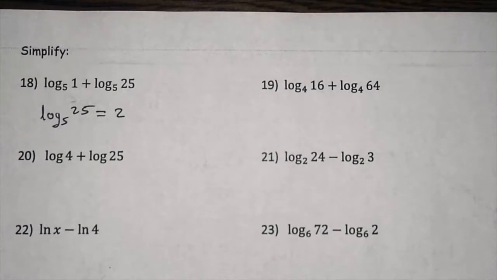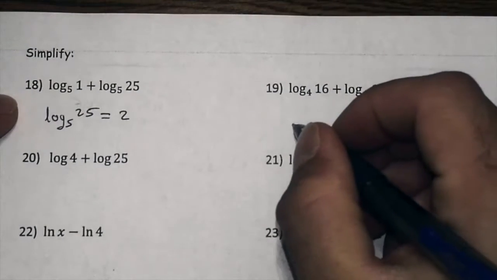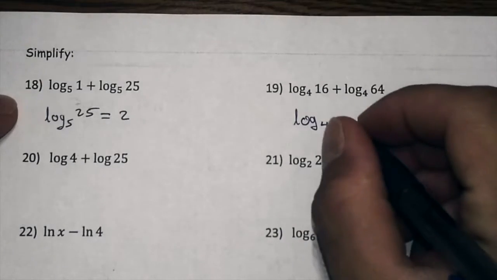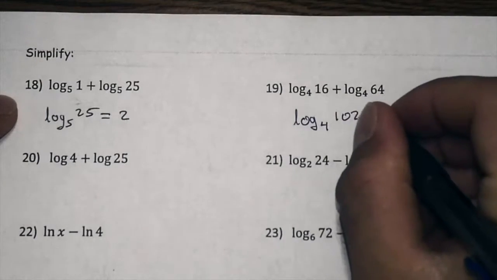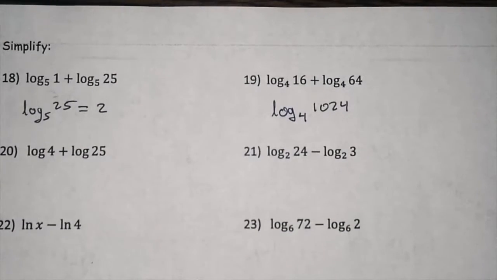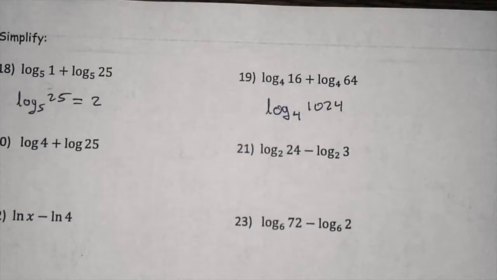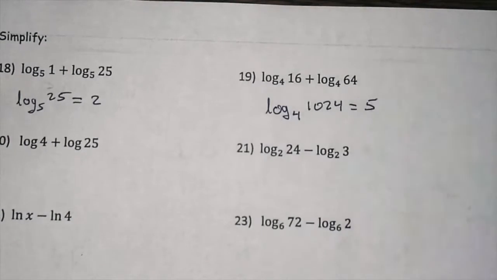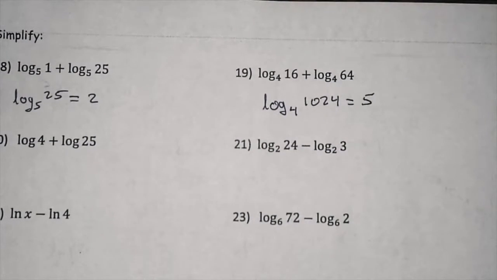In number 19, we're multiplying again. So log base 4 of 16 times 64 is 1,024. That's going to take a minute on the test. So 4 to what power is 1024? 5.